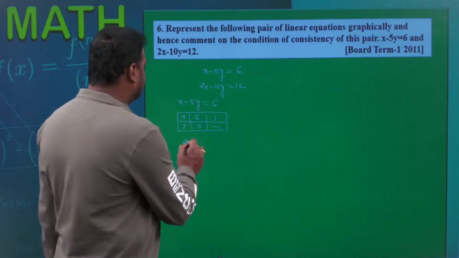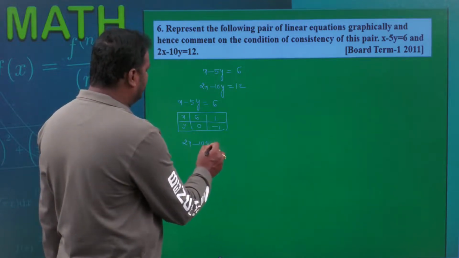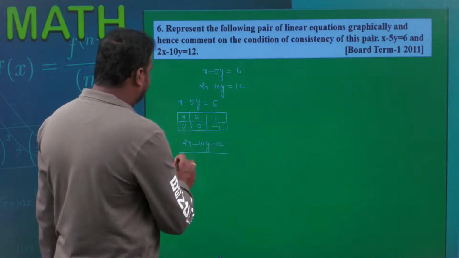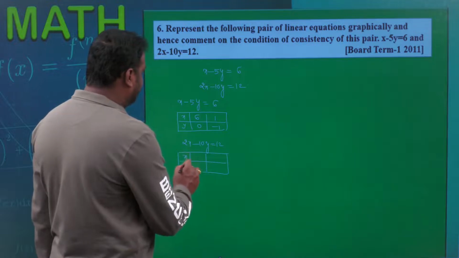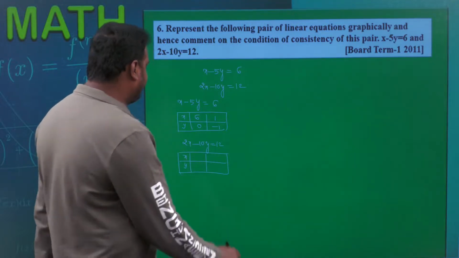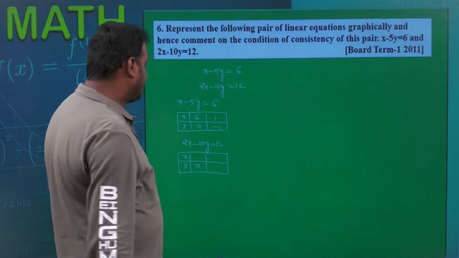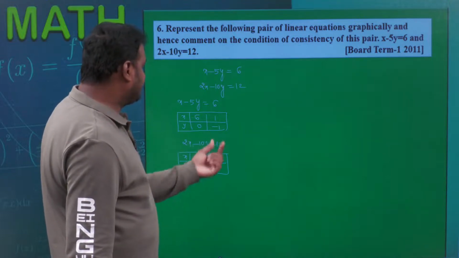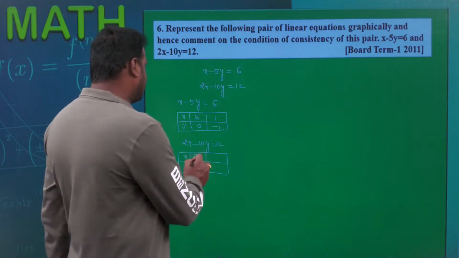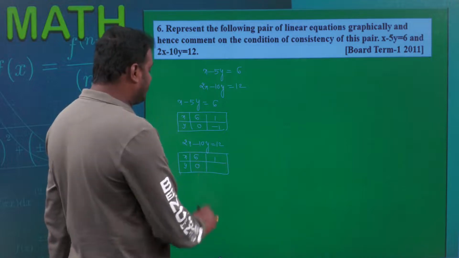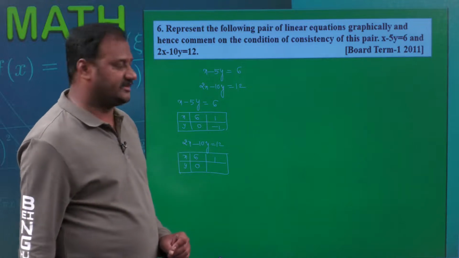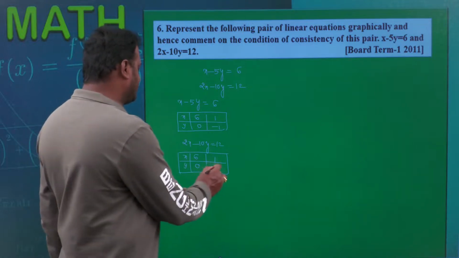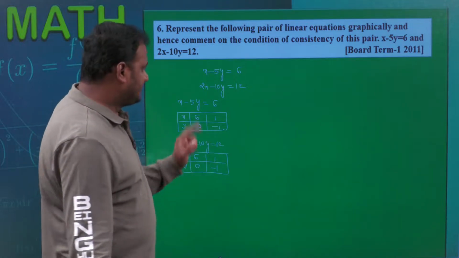And what is the second line? That is 2x minus 10y is equal to 12. Again here, the values of x and y remain the same. Suppose I take y is equal to 0. This entire term is 0. 2x equal to 12, x is equal to 6. Suppose I take x is equal to 1. 2 ones are 2, transpose that side, 12 minus 2 is equal to 10, minus 10y equal to 10, y is equal to minus 1. Same values.